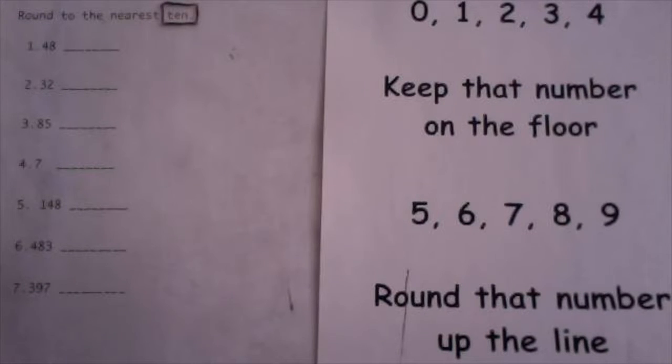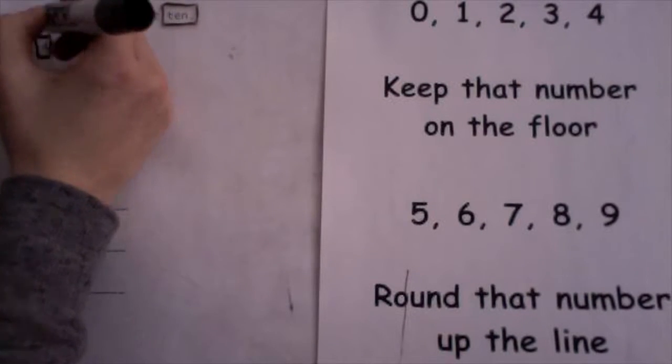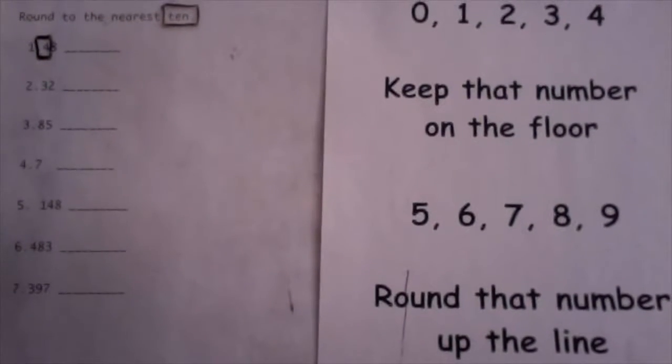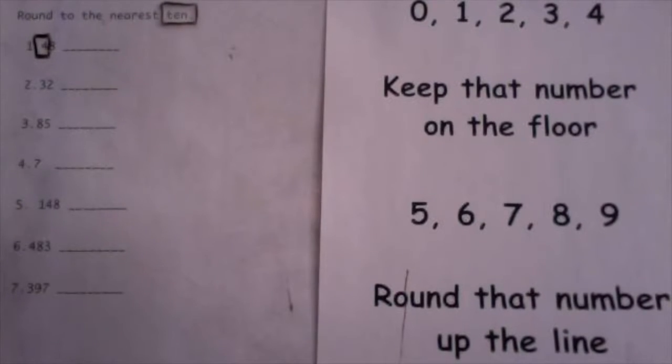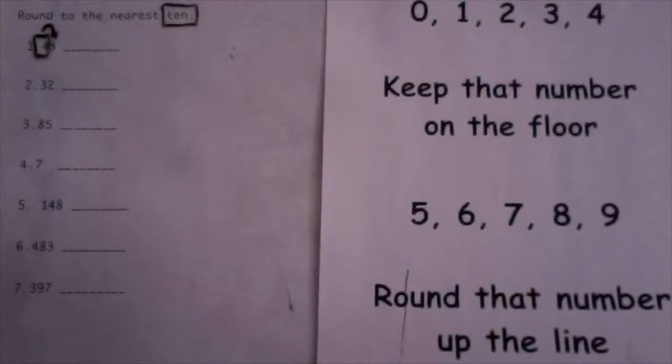Our first number is the number 48. So remember when we put a box around our directions here, round to the nearest 10, which number is in my tens place? That's right, the number 4. I want you to put a square around the number 4. This number is the number that is either going to be staying the same or it's going to be going up the number line. And to determine whether or not it will stay on the floor or round up, we are going to look next door. So draw a little arrow over here to our ones place.